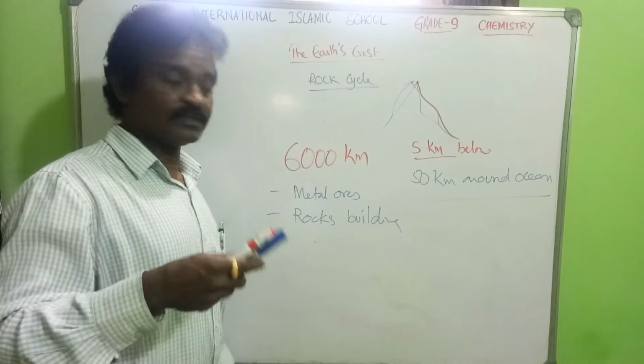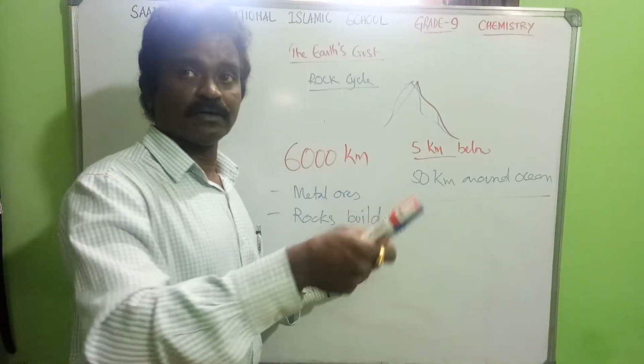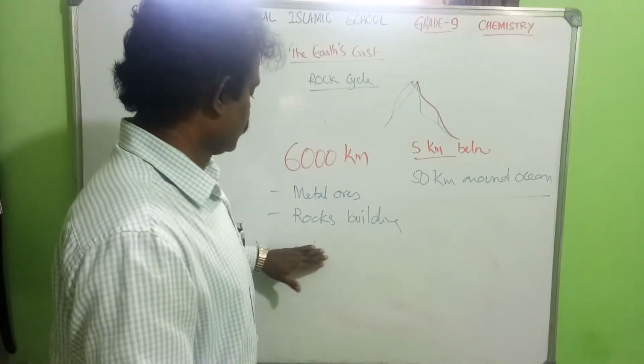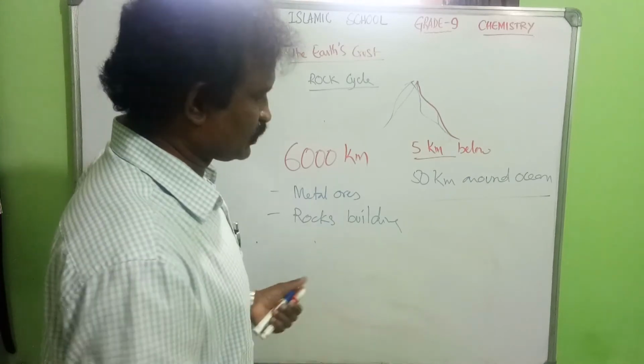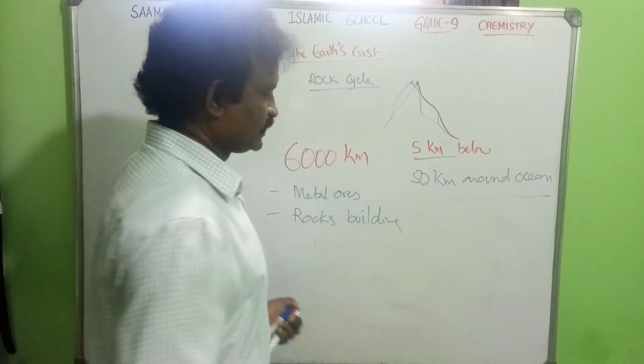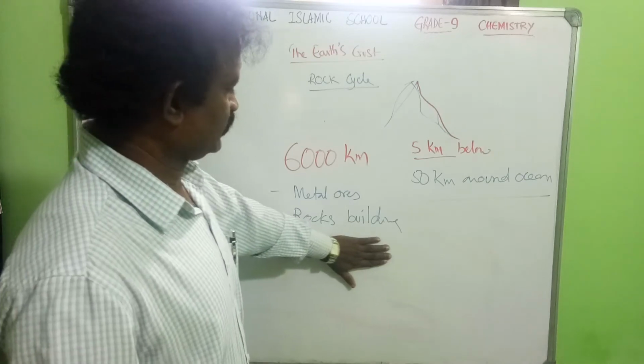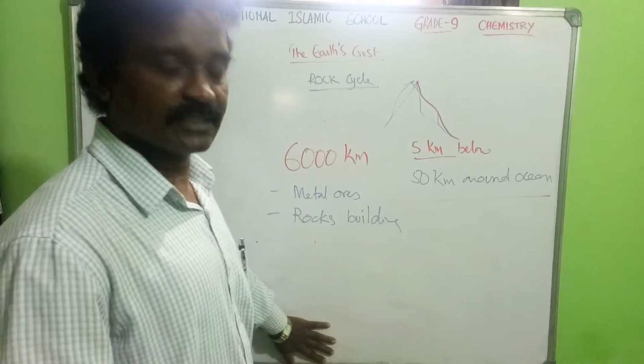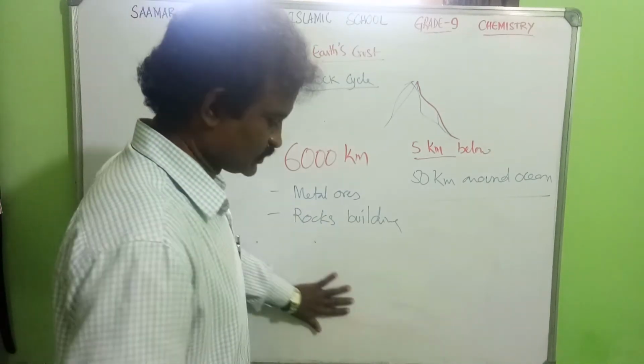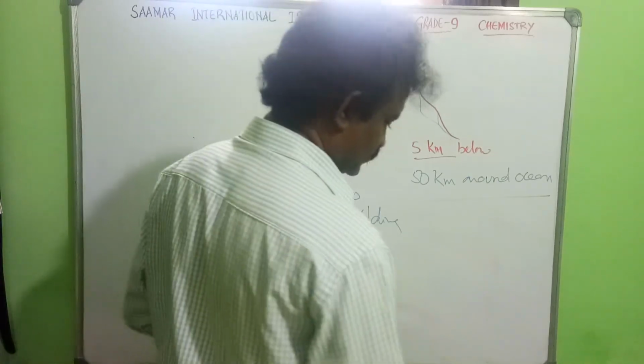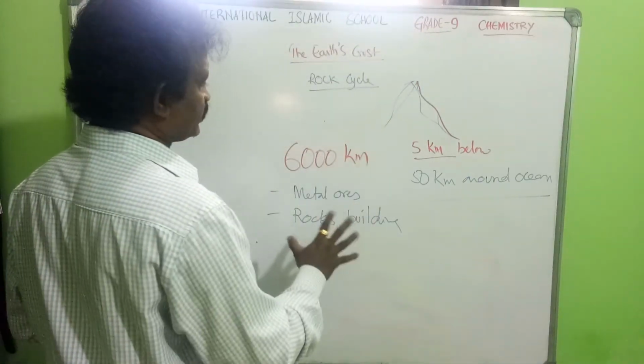Even they say now diamond is also present below the rocks. All these are happening because of the volcanic eruption and the geothermal energy. That means because the heat is there below the surface of the earth also. Is it clear? Now that completes your rock cycle here.